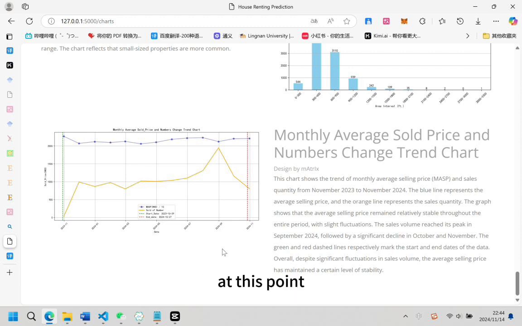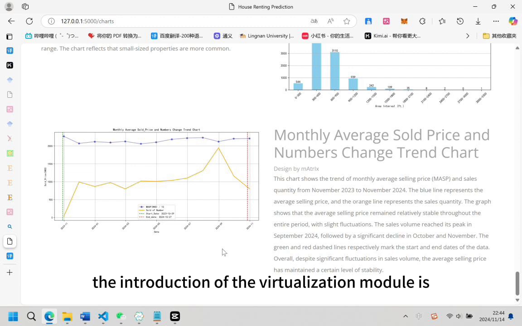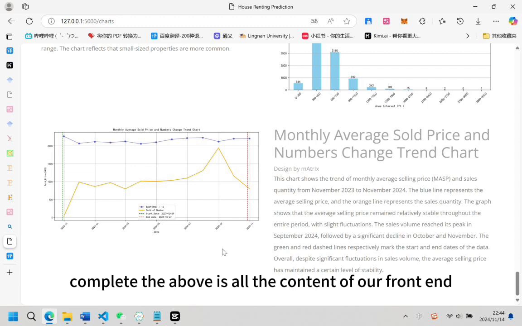At this point, the introduction of the visualization module is complete. The above is all the content of our frontend.